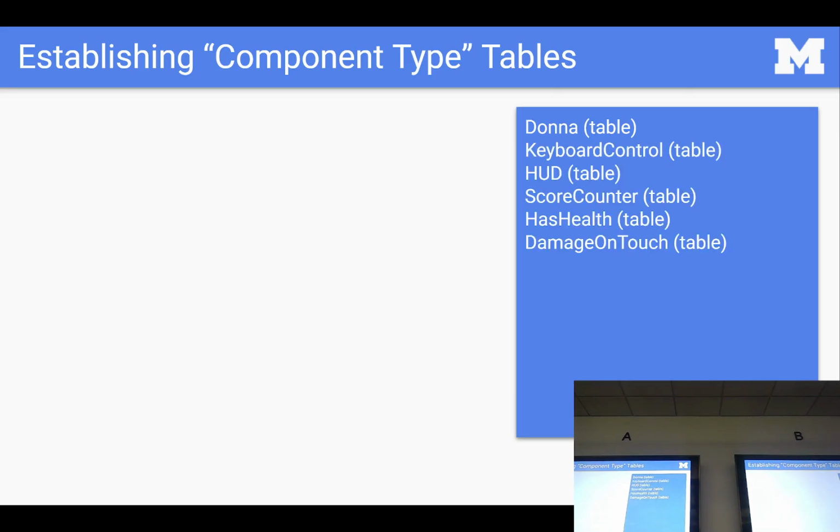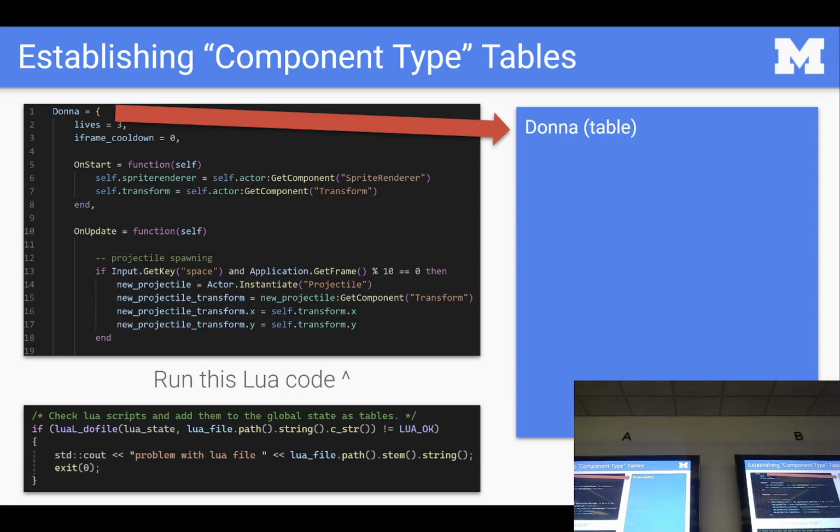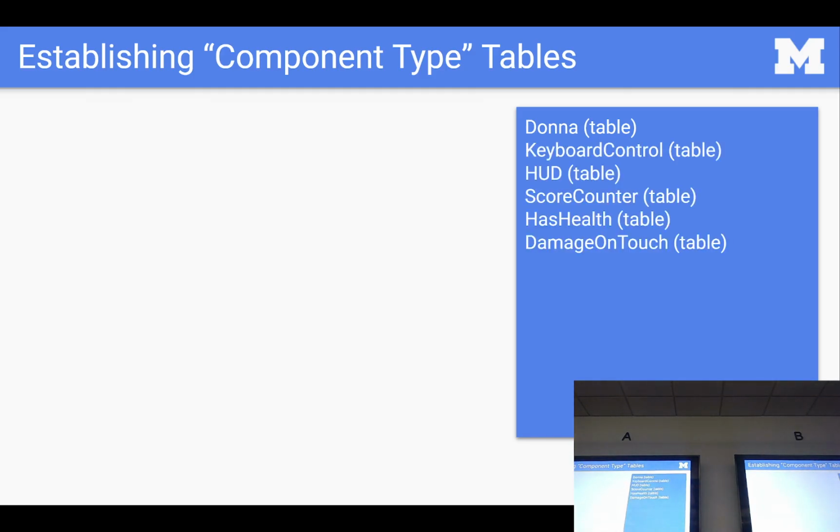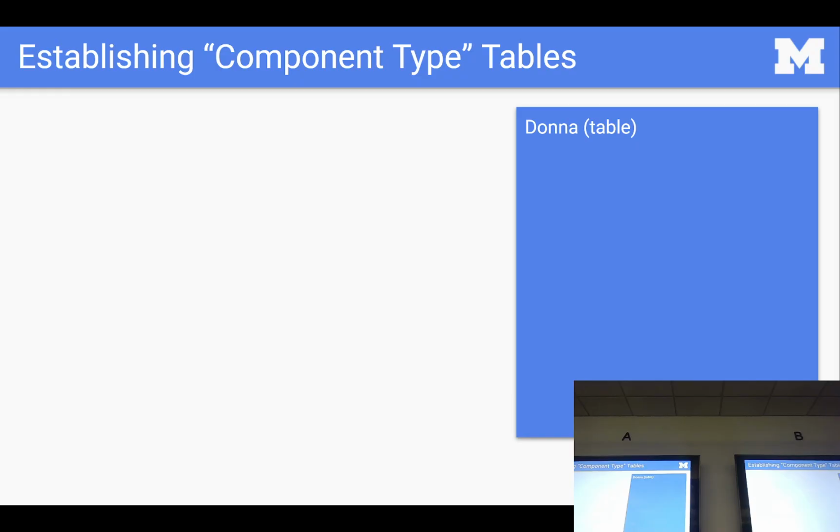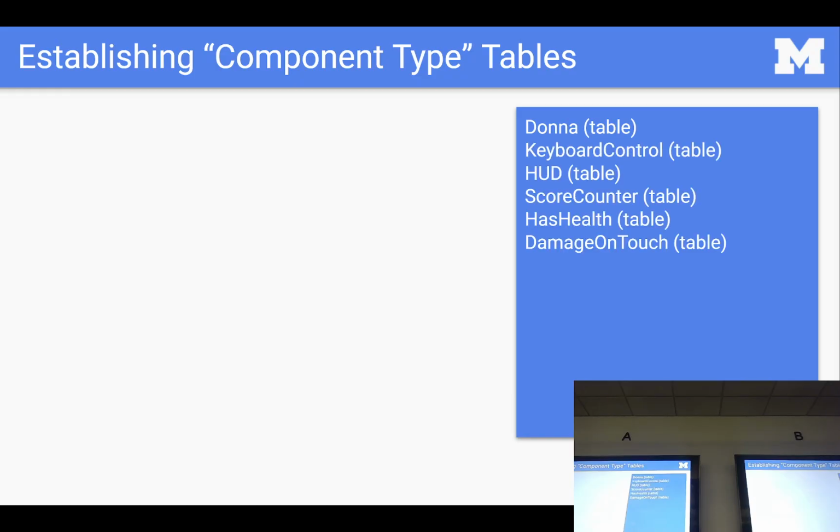It turns out there are other Lua scripts in our component types folder as well. If we run that dofile function on all of them, we won't have just one table named Donna. We'll have a bunch of tables, actually. We'll have one table that exists for every component type. These are not component instances. We're not slapping these on our actors. These are just the possible types of components that can exist. Keep that in mind.